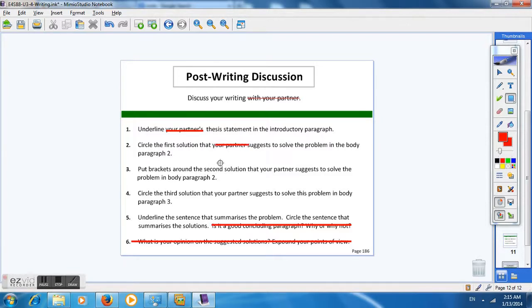to solve the problem, and then put brackets around the second solution. Then number 4, circle the third solution that you suggest to solve the problem, and then underline the sentence that summarizes the problem. Also circle the sentence that summarizes the solutions. If you don't have any paragraph 3, then you can skip this as well.